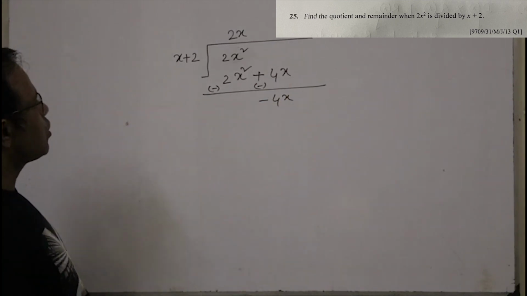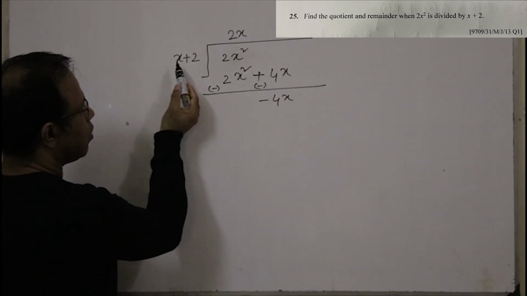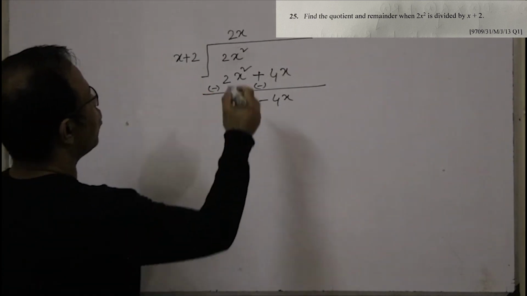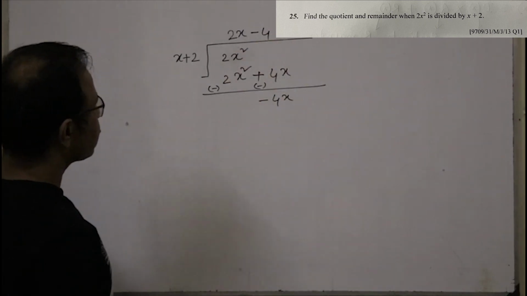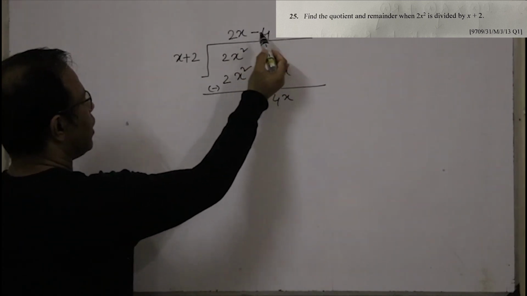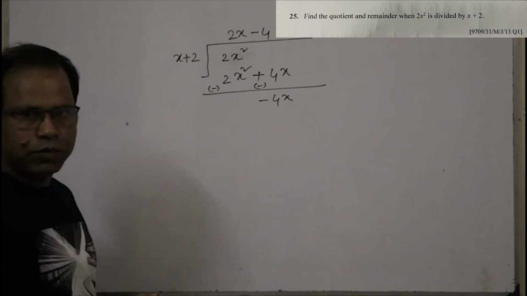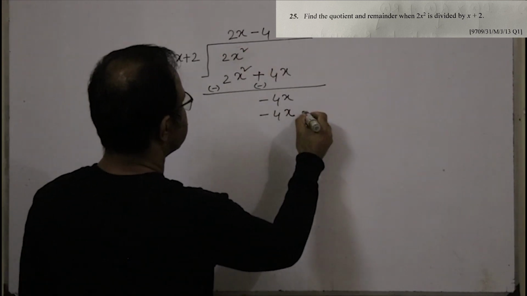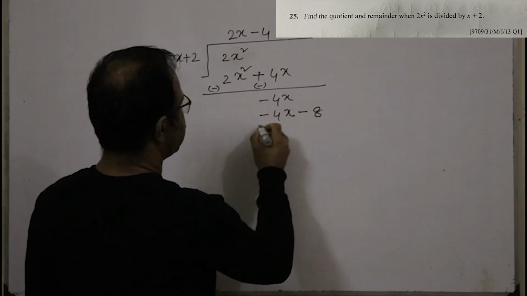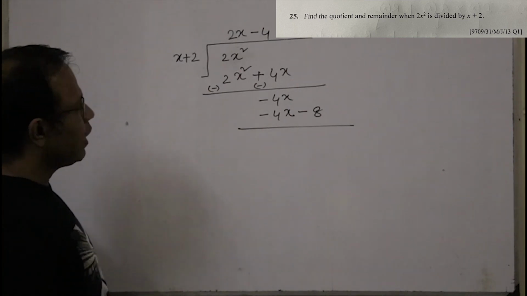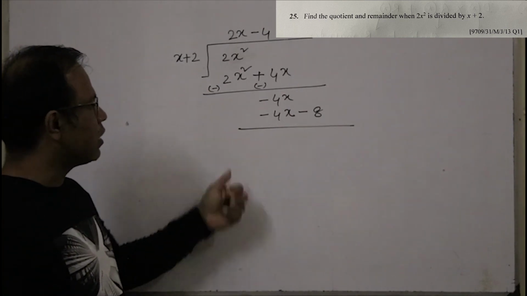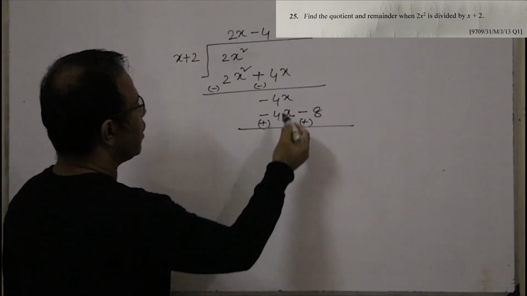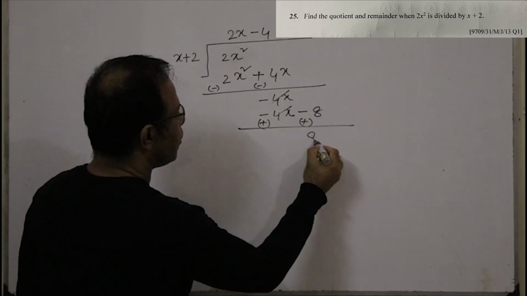Now again, how many times will it go? In minus 4x, for x, it will go minus 4 times. We need to multiply minus 4 with x plus 2. So it will be minus 4x minus 8. Then again we need to change the sign of the underneath line. It will be plus, and here will be plus. And this one cancels, remainder is 8.